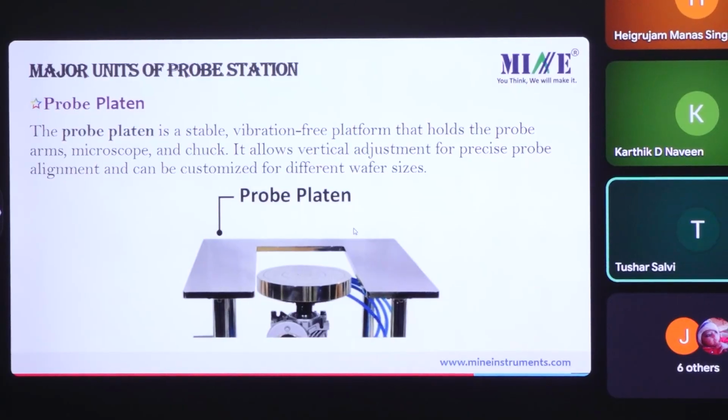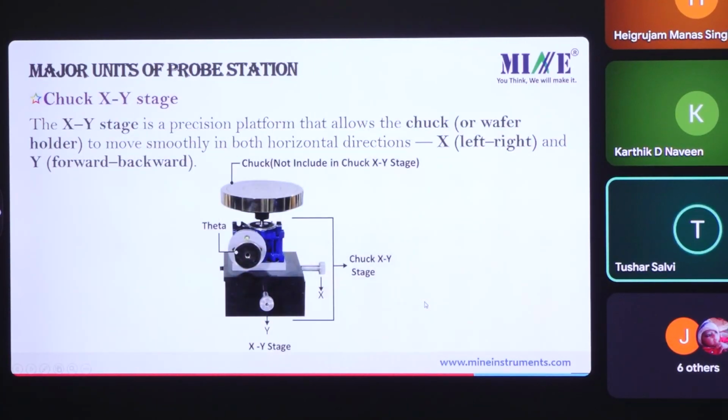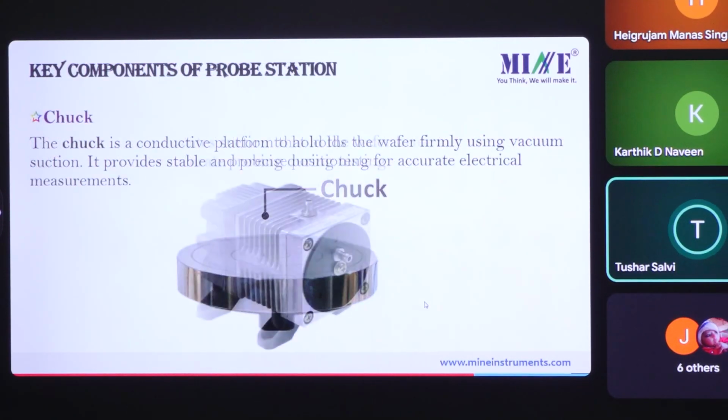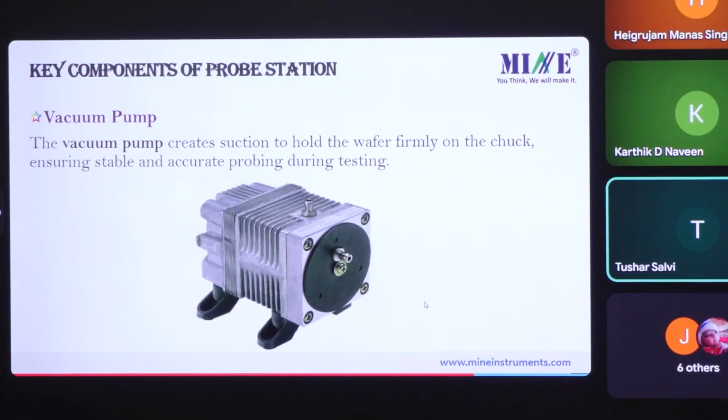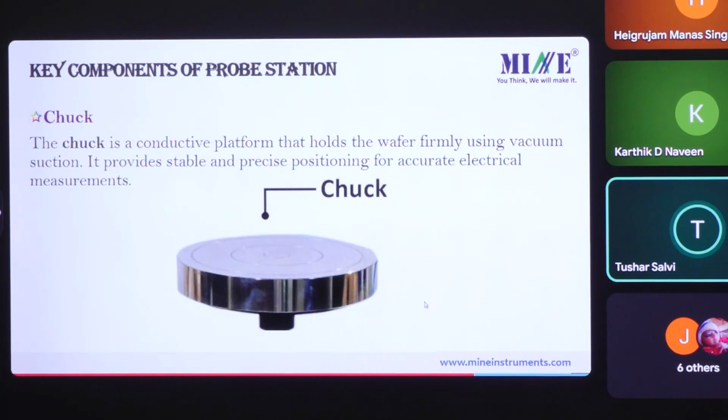If anybody wants to change the probe station patterns, we will make the patterns accordingly. I already discussed the chuck, XY stages, and different types of chucks. Many users require different types of plating, such as nickel, gold, silver, or platinum plating, so we will provide different plating on the surface of the chuck according to needs.